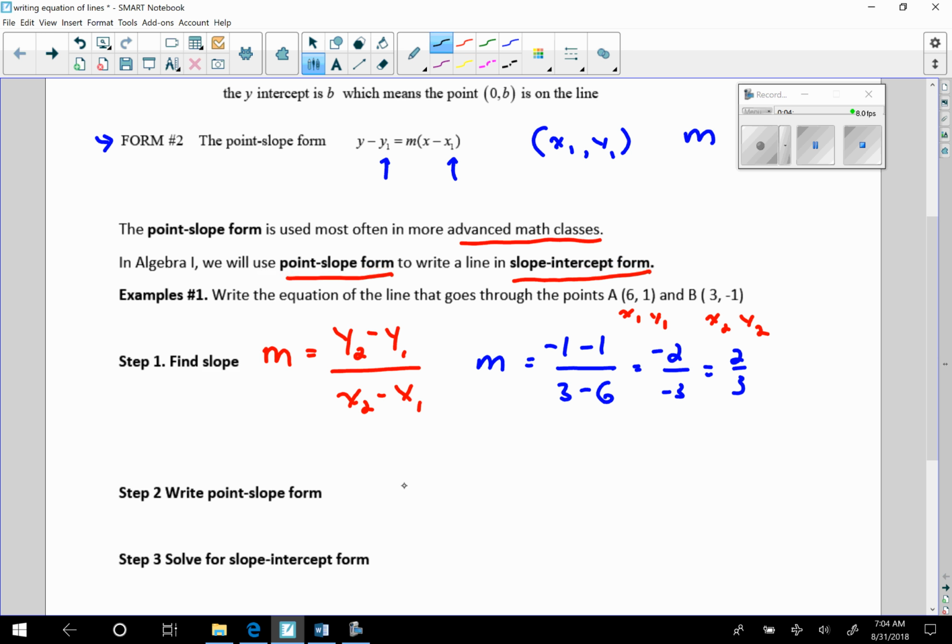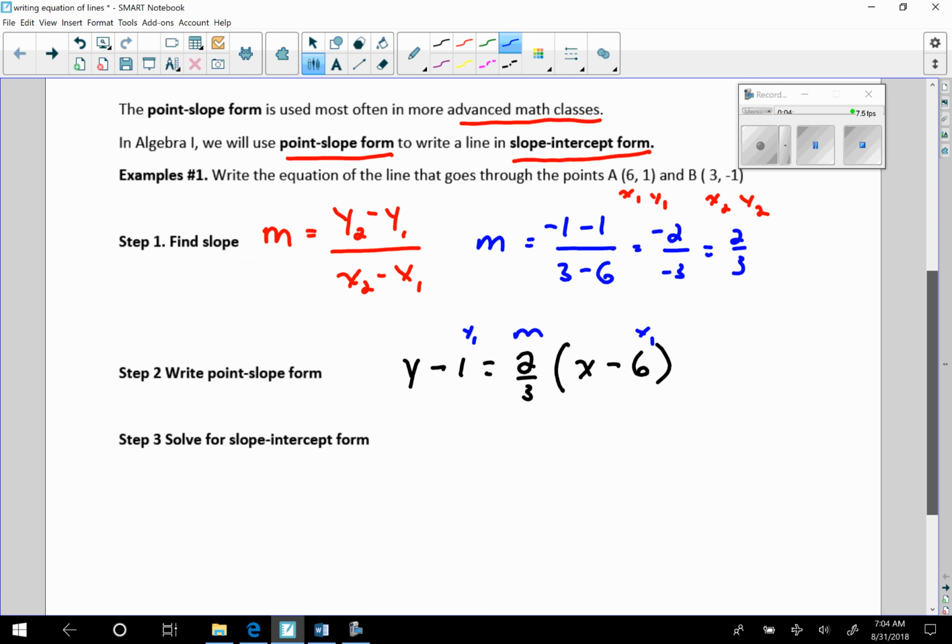So point-slope form is going to be y minus y sub 1, which is 1, equal to m, which is the slope, times x minus 6, which is x sub 1. So here we see this is the slope, this is y sub 1, and this is x sub 1. What I'm going to do now is simply do a little bit of algebra, and I'm going to solve for slope-intercept form. I'm going to solve for y.